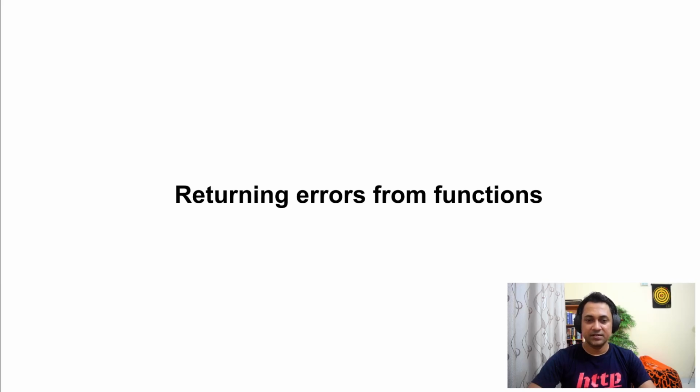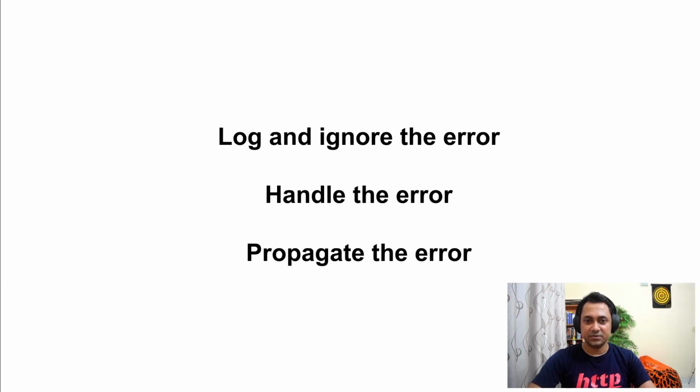For instance, say you're using the HTTP client to connect to some external endpoints. In that case, HTTP client might return network errors. These errors are actually expected but undesired. You have three choices when it comes to handling these errors. You can log and ignore the error. You can handle the error, meaning you can take some action based on the error, or you can propagate the error.